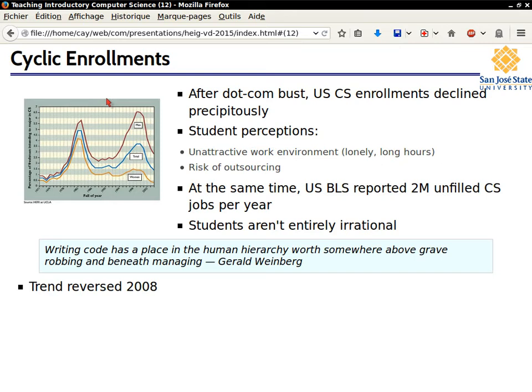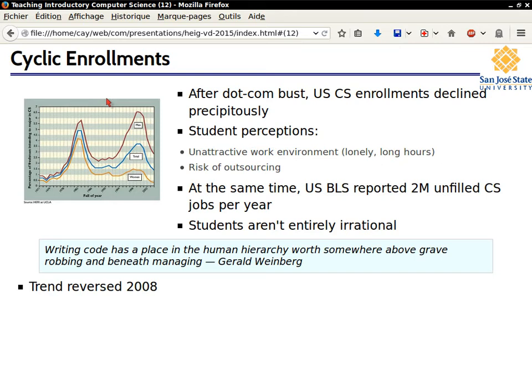Even though it was acknowledged that it didn't pay well, the problem with the pay was that at the time outsourcing started, and everyone knew someone who had just lost their job to outsourcing. And if you lose your job when you're 45 or so, it's not necessarily easy to get a new one in the field. And so all of this came together. The dot-com bust meant that people had a bad feeling about the whole thing. And even though there were jobs, students didn't flock to them.